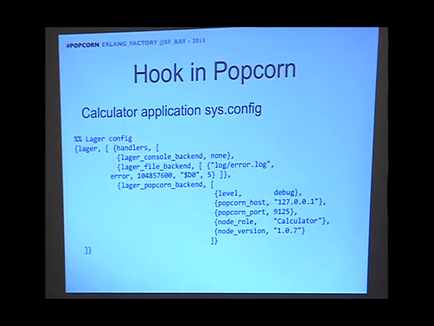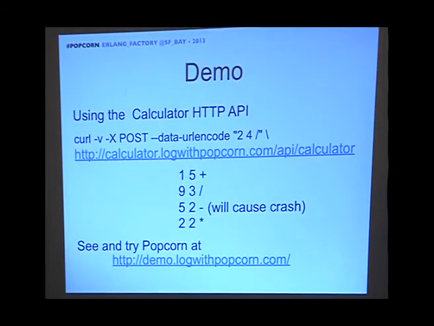You can see here that we've included the Logger Popcorn backend as a handler to Logger itself. So Logger routes log messages to it if they meet the criteria. In this case, debug level messages and up are sent to Popcorn. And then we specify the host and port. And as described earlier, the role and the version are also important. So those are set.